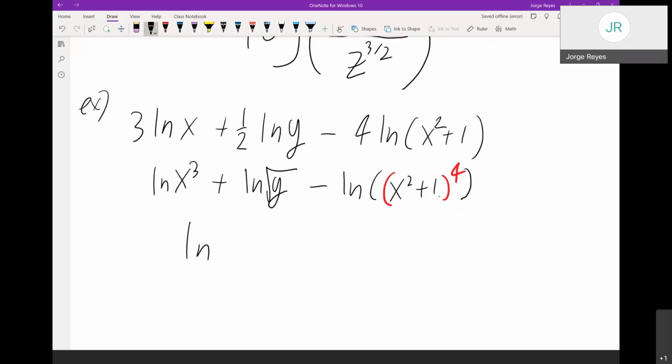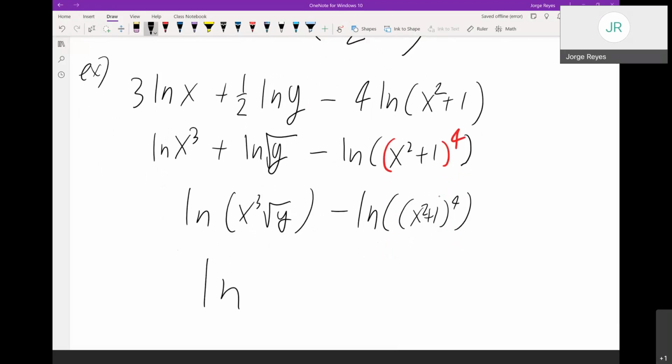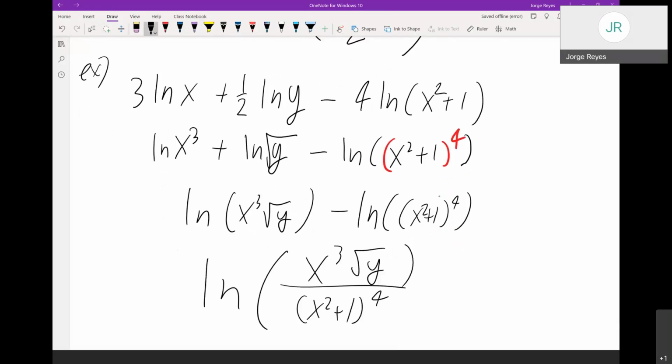Combine these two and get log this minus log this. And then finally, you get the final answer, which is this is the bottom and this is the top. All right, so this is a kind of combined problem.